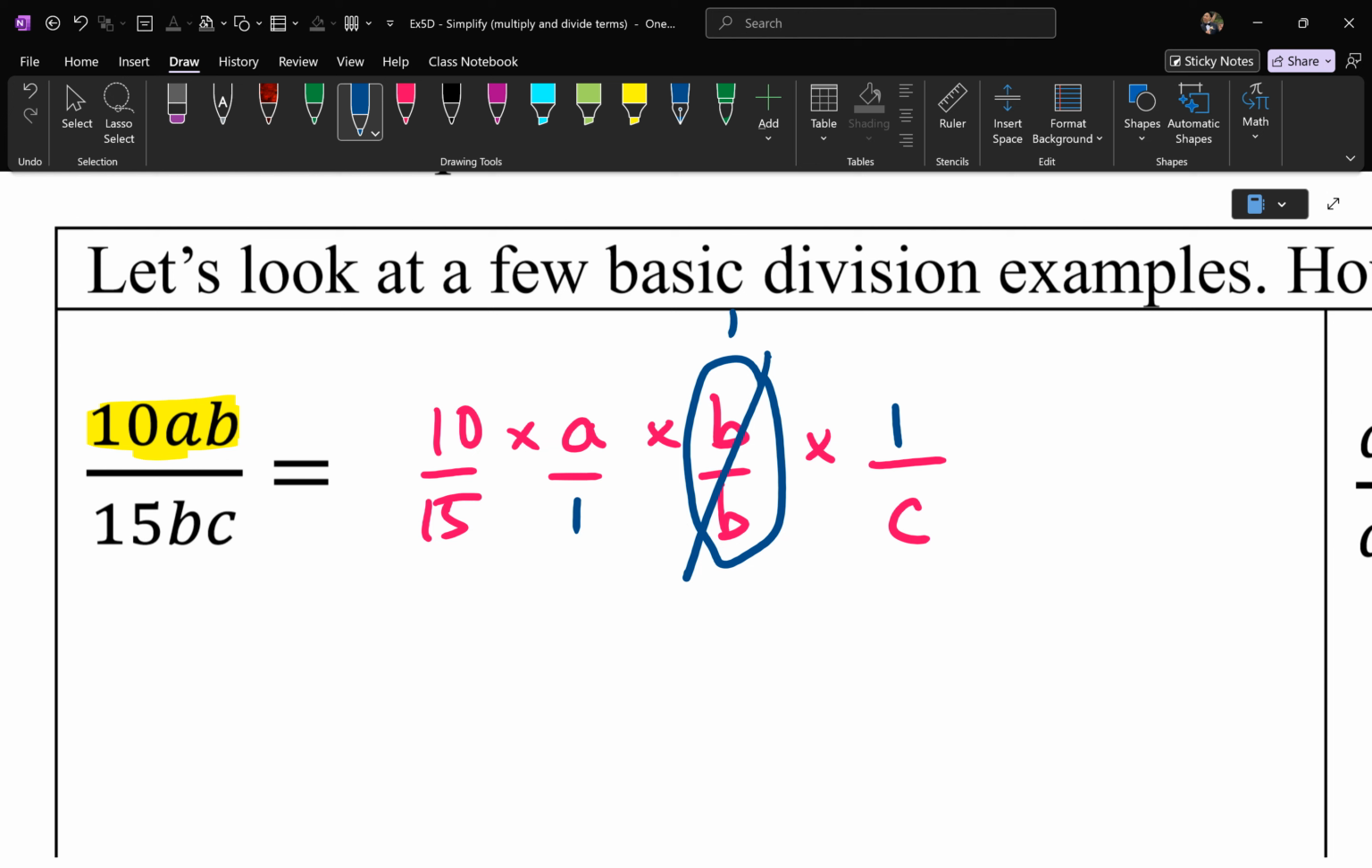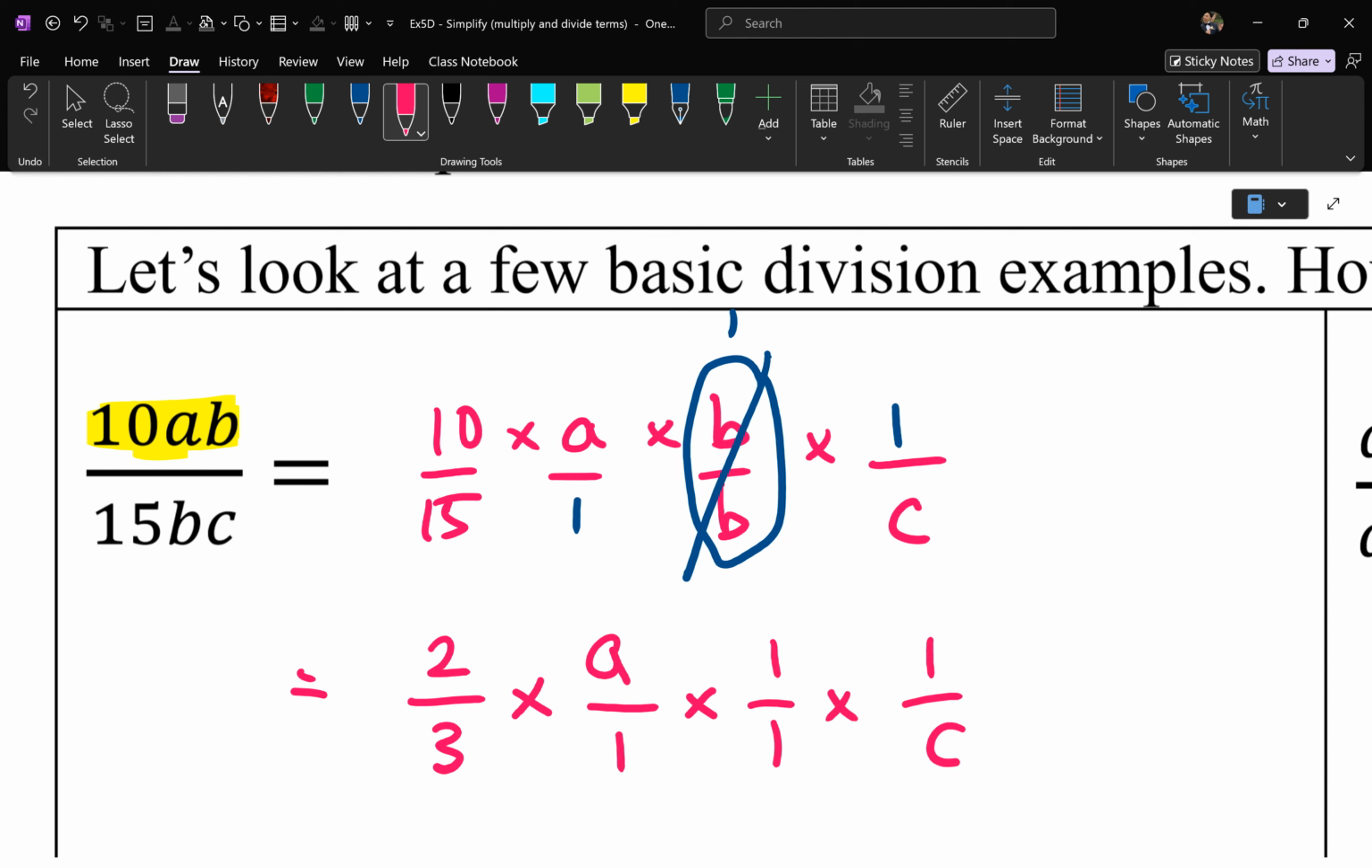But 10 and 15, you did that last term. Equivalent fractions. What number goes into 10 and 15? 5. So how many 5s in 10? 2. And how many 5s in 15? 3. So it becomes 2/3 times A over 1 times 1 times 1 over C. See how I'm just simplifying it? That's all I'm doing. So it looked intimidating to begin with, but when I break it all apart, you're really just working on little bits and pieces together.